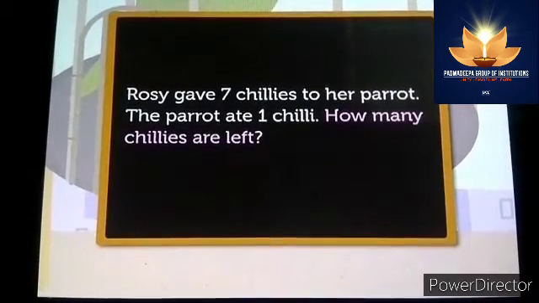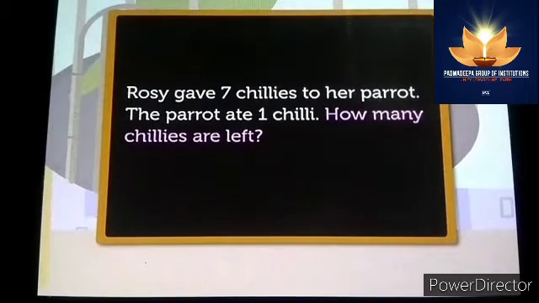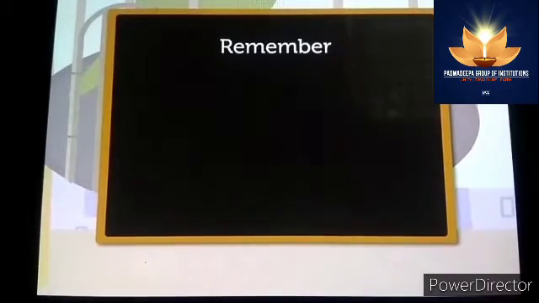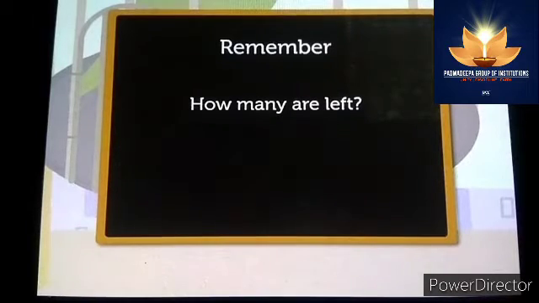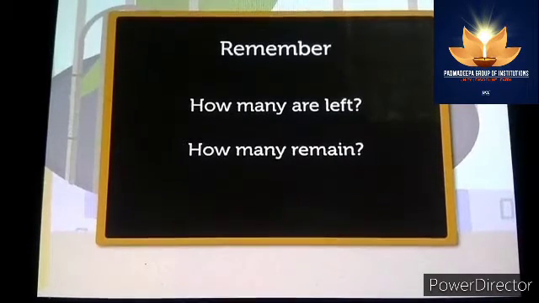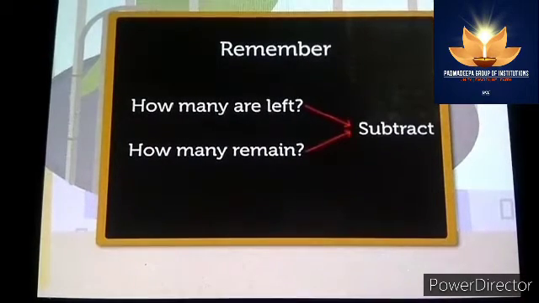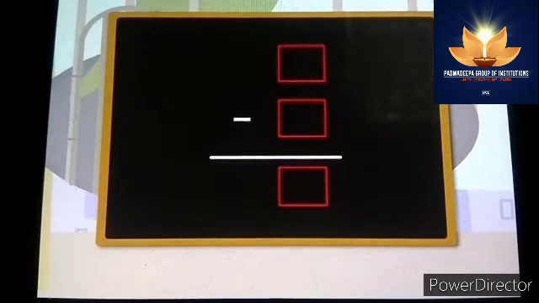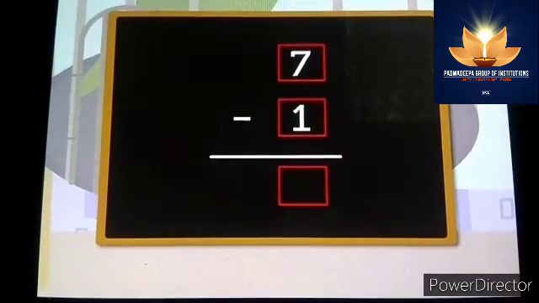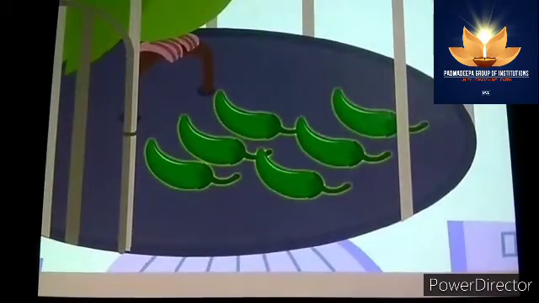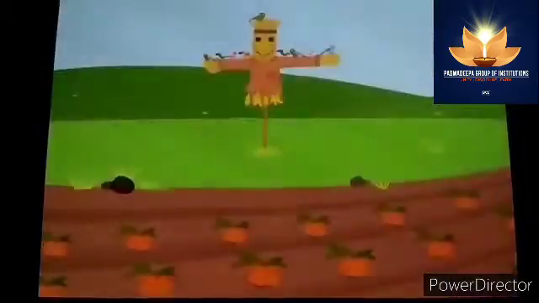Let's find out. So remember, when the question asks how many are left or how many remain, it means we have to subtract the numbers in the question. In the first, there are 7 chilies. 1 chili was eaten by the parrot. There are 6 chilies left. So let us see another example.